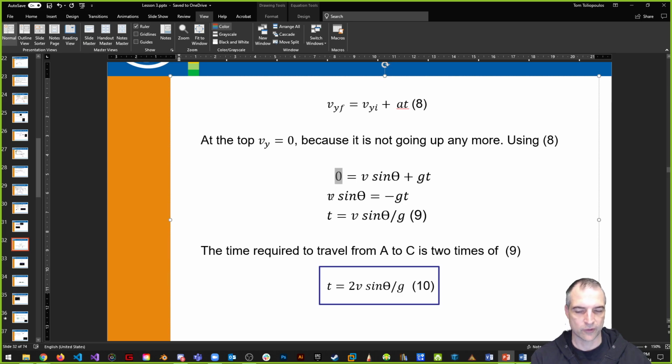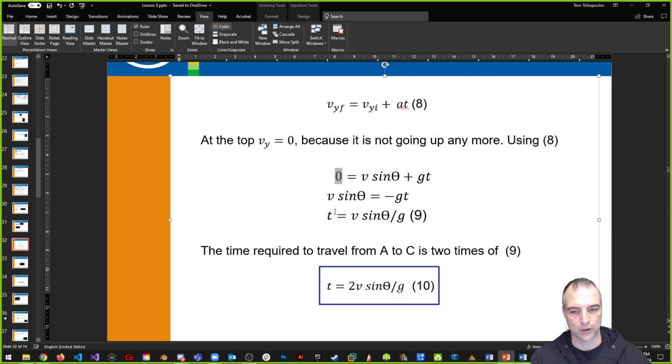So then we go to the next part of the equation. V sine theta, if we move things around, is equal to negative gt. And we can solve for t, and we can say that time is equal to V sine theta over gravity. That, my friends, is one equation we could use if we wanted to find the time it takes.